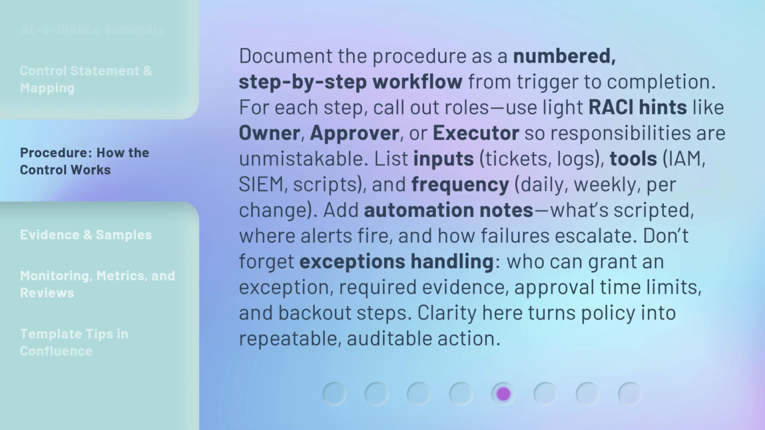Add automation notes: what's scripted, where alerts fire, and how failures escalate. Don't forget exceptions handling. Who can grant an exception, required evidence, approval time limits, and backout steps. Clarity here turns policy into repeatable, auditable action.